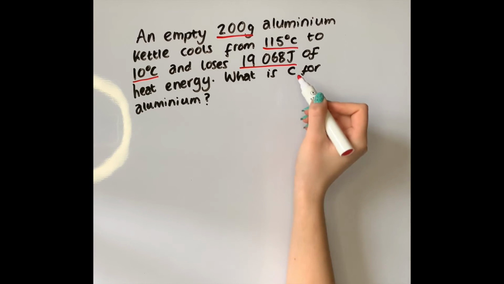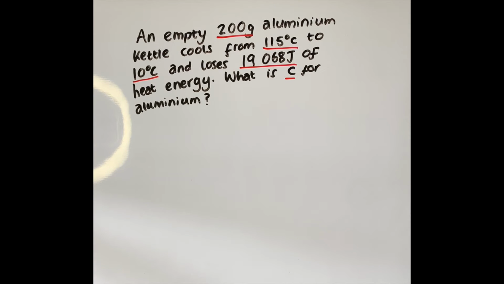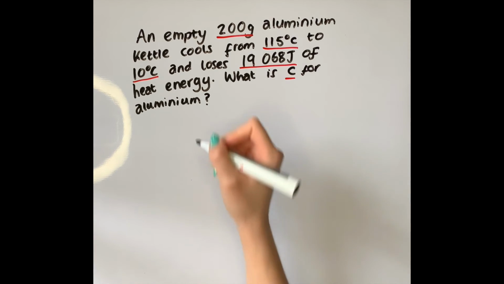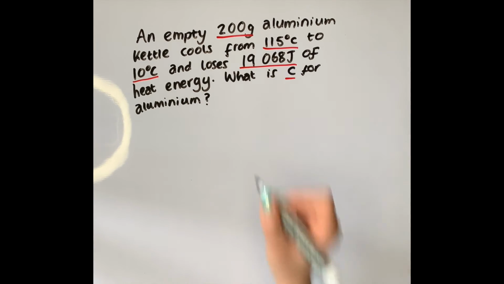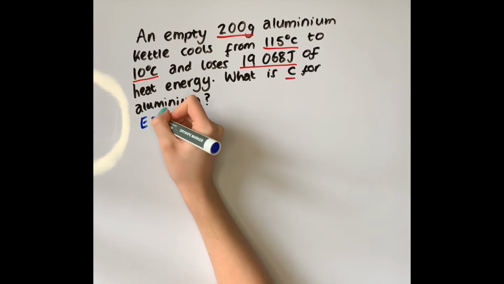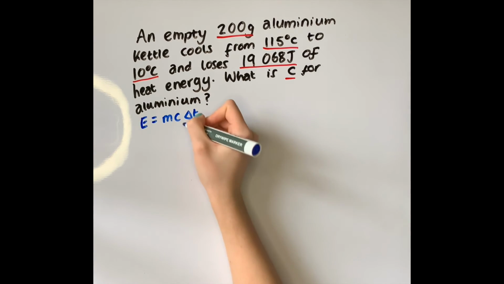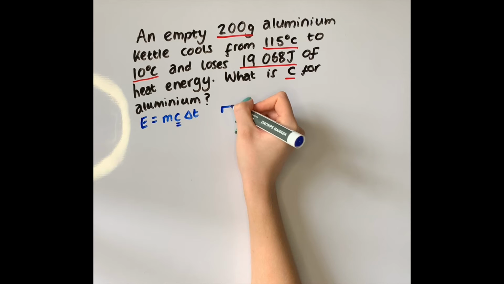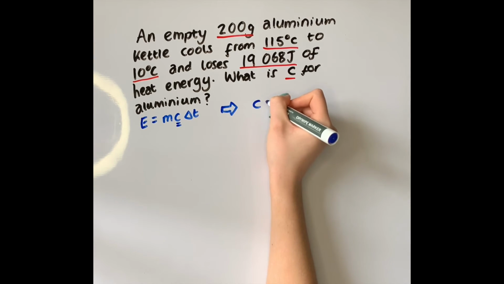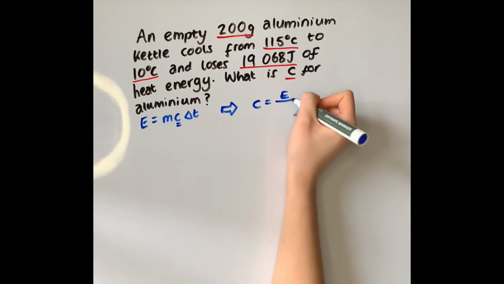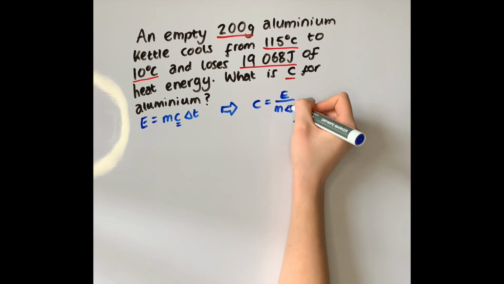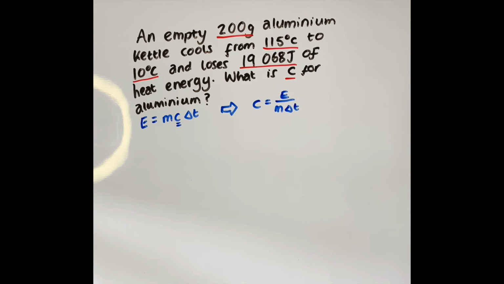So the first thing we need to do for our question is underline the important bits of information. So that's the mass, which is 200 grams, the temperature change, which is from 115 degrees Celsius to 10 degrees Celsius, and the amount of energy lost, which is 19,068 joules. The thing we need to find is C. So let's start with our equation E equals mc delta T. We need to rearrange this for C, so we must divide both sides by m and delta T.